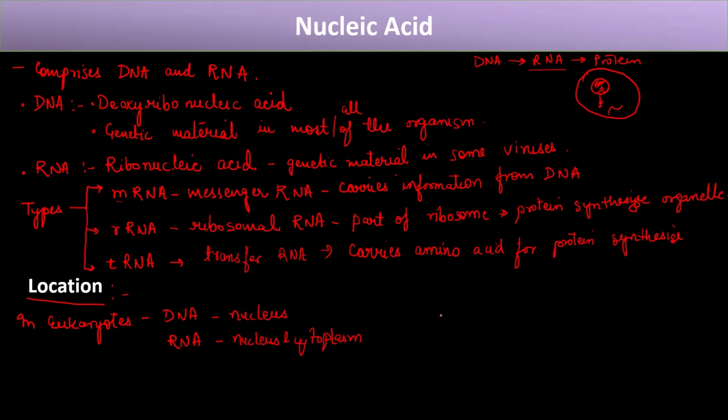Now, in prokaryotes, what happens? There is no well-defined membrane-bound organelle. So everything in the prokaryote is present in the cytoplasm. So in prokaryotes, DNA and RNA both are present in the cytoplasm. So this is the location of nucleic acids in the case of eukaryotes and prokaryotes.